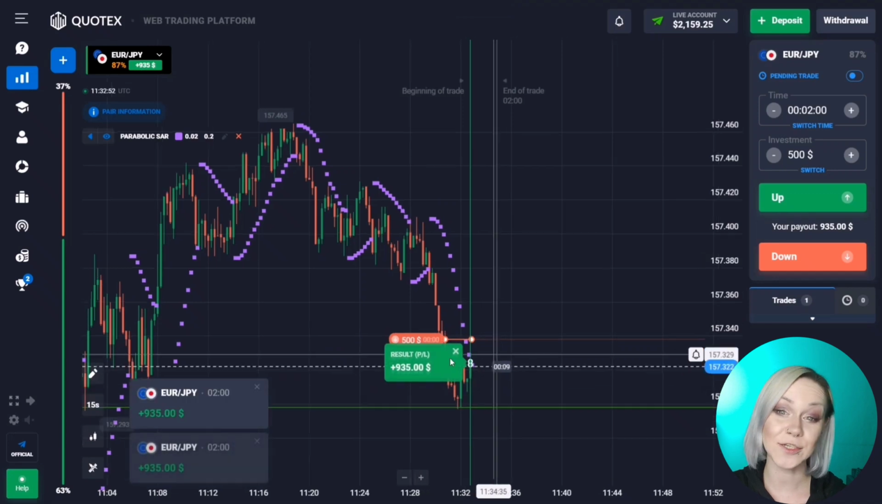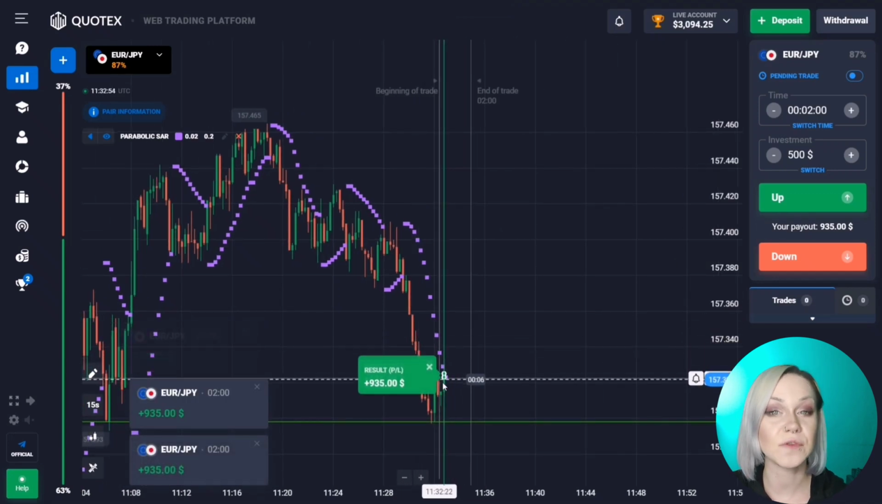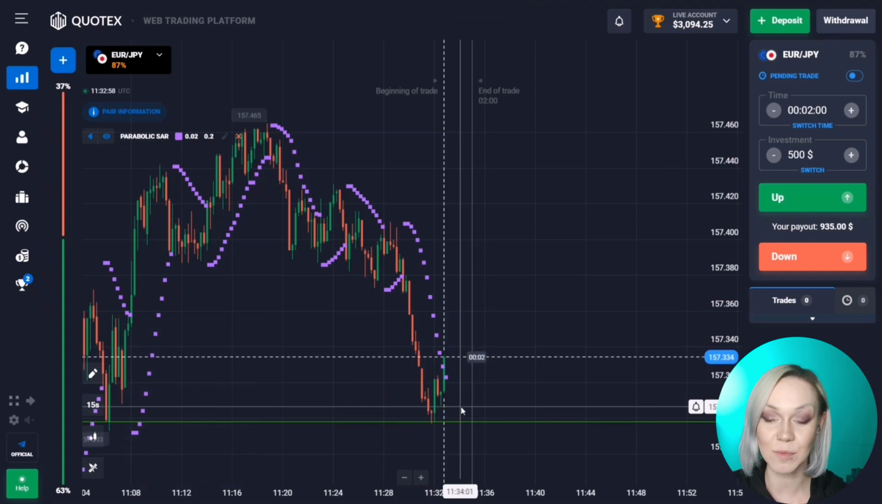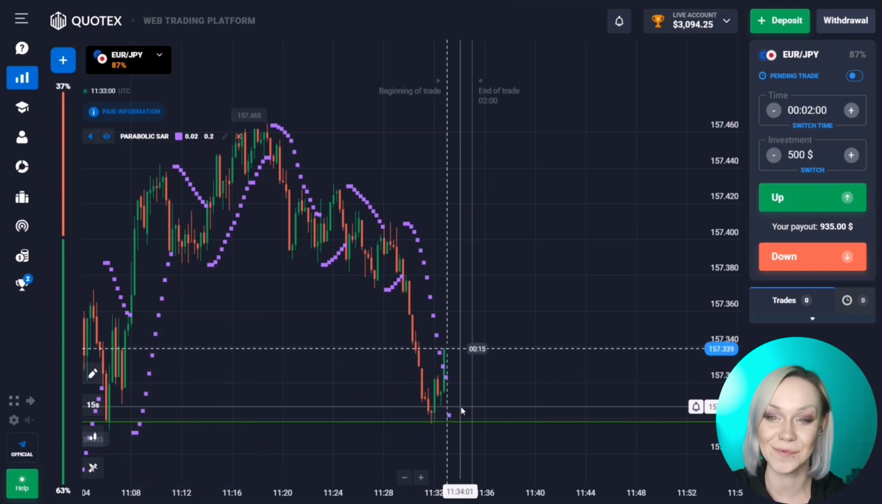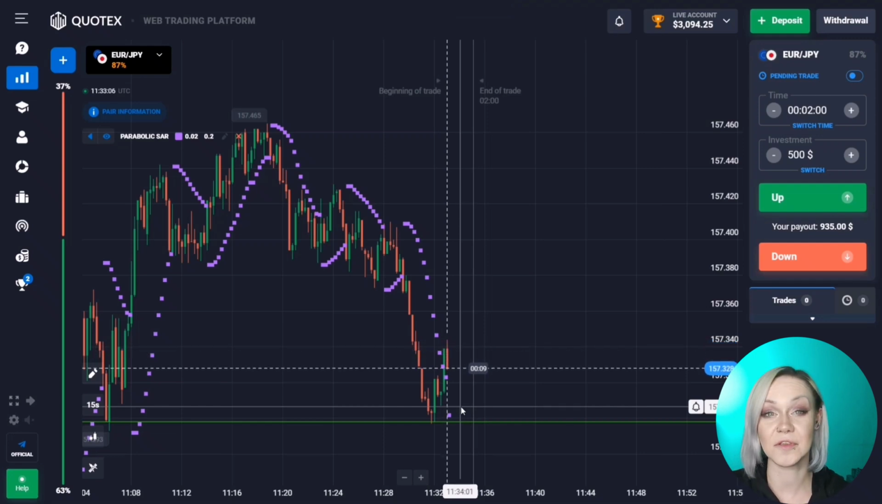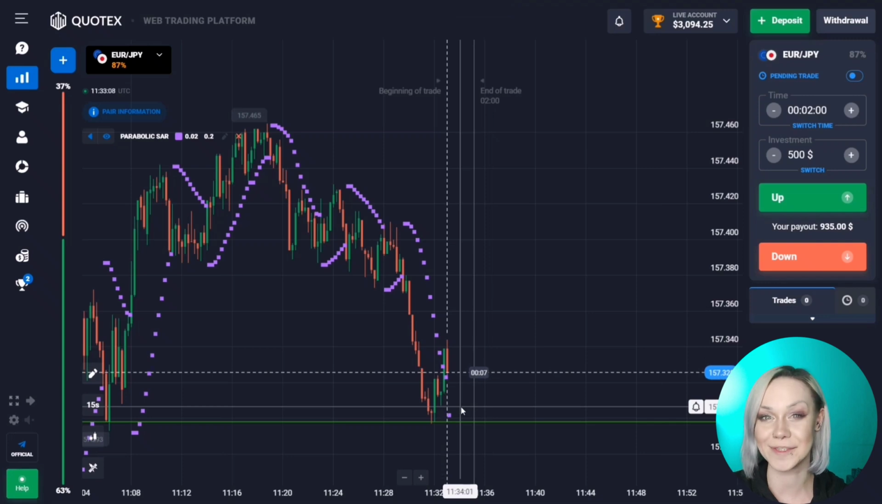That went great. As you can see, the price continued to move to the level. We make a profit. 2 minutes was perfect for us. We managed to make money on this downward movement. The indicator turned out to be right again and gave us a good entry point. So let's continue and look for the next entry point.